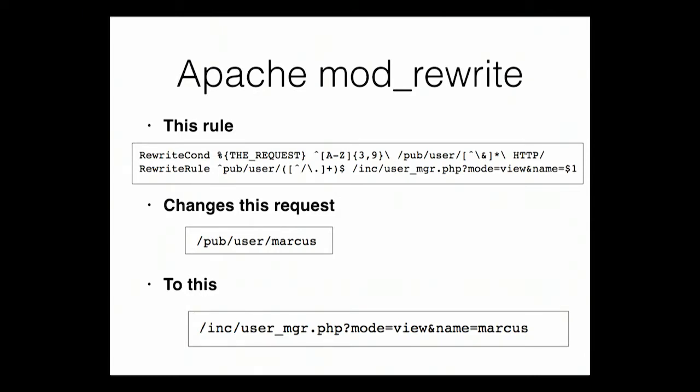So here's a rule. Rewrite the request if it has capital letters and numbers from 3 to 9 and so on, then rewrite it with this regular expression format. So that will change this request into this: user manager PHP mode view. This is how you do RESTful parameters. Pub user Marcus is actually, the name is Marcus, the mode is view, and I don't know where the pub went. But anyway, I think this is how it's picking things out of the path and turning them into parameters. That's what that rewrite does. This is how RESTful type parameters are injected.